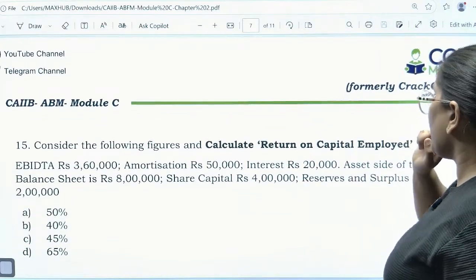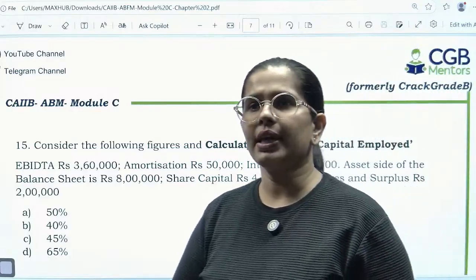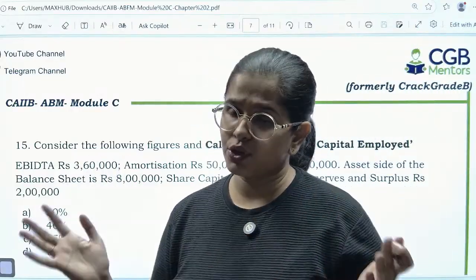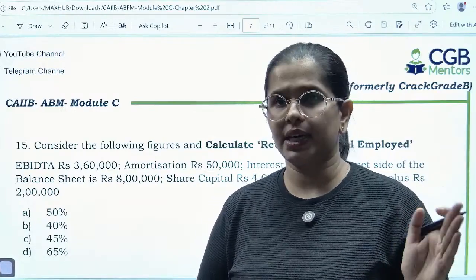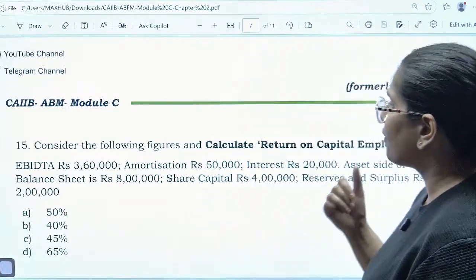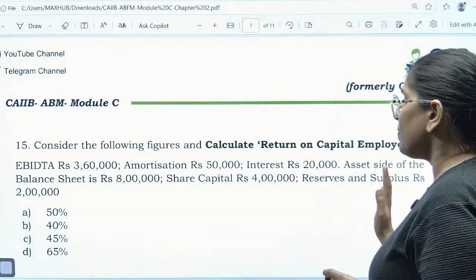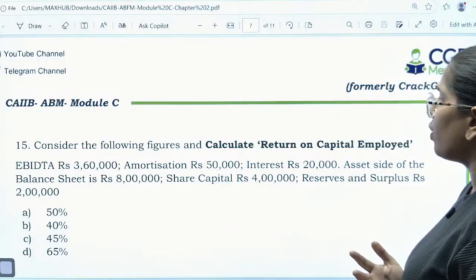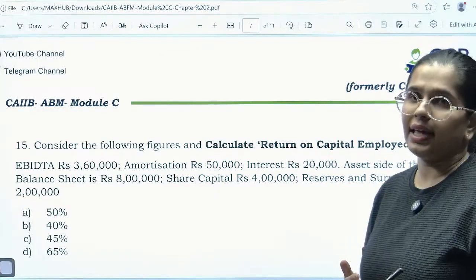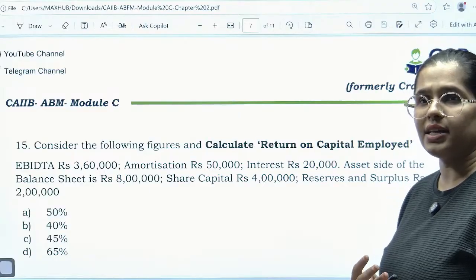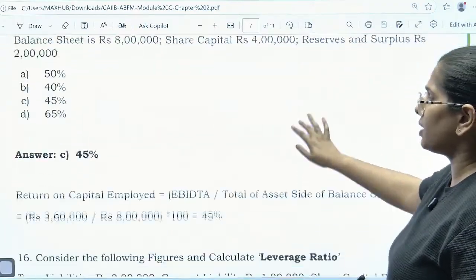Now next question we have, and they are asking me to calculate the return on capital employed. Always remember, the capital employed can be calculated in two ways. You can calculate it through the asset side and you can also calculate it through the liability side. Right, over here they have given me the EBITDA 360, amortization 50, interest 20. Asset side of the balance sheet is 8 lakh. Okay, share capital is 4 lakh, reserve and surplus is 2 lakh. They have given me the asset side of the balance sheet, and they have given me share capital and the reserve and surplus.